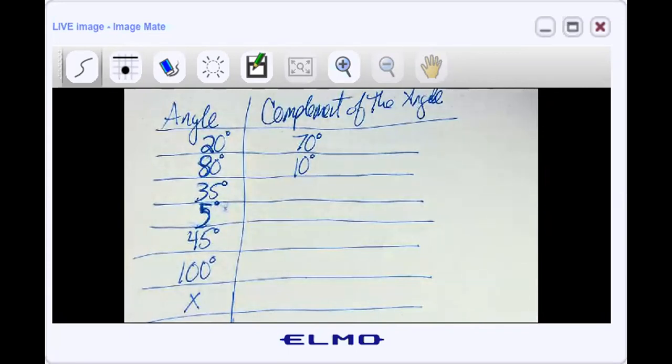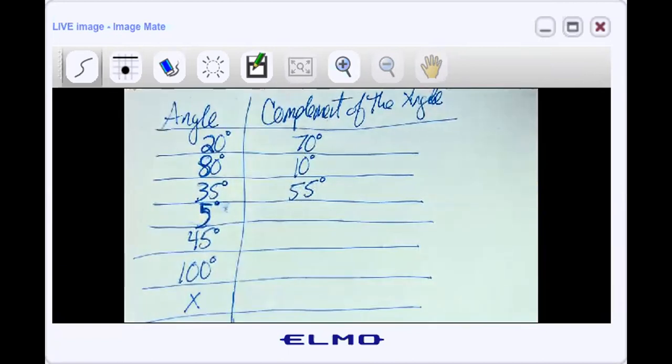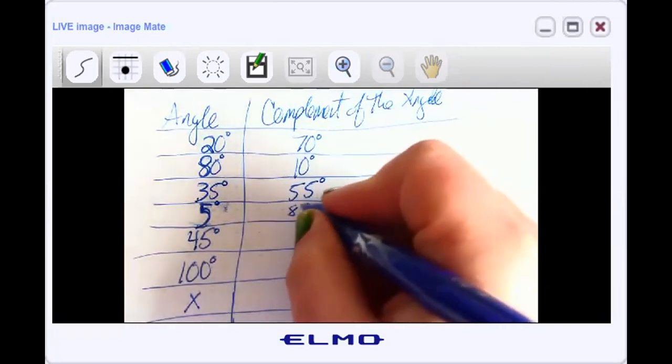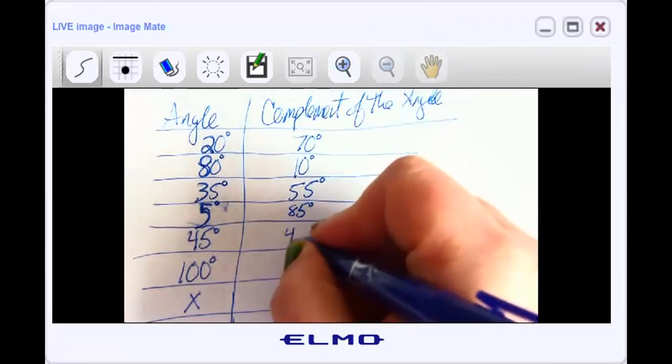So if my angle is 35, what would its complement be? Kaya? 55. 55 is correct. 55, get that in there. Okay, if my original angle is 5, what is its complement? Nick? 85. 85 is correct. If it's 45, what's the complement? Demetrius? 45. Yeah, it is another 45.